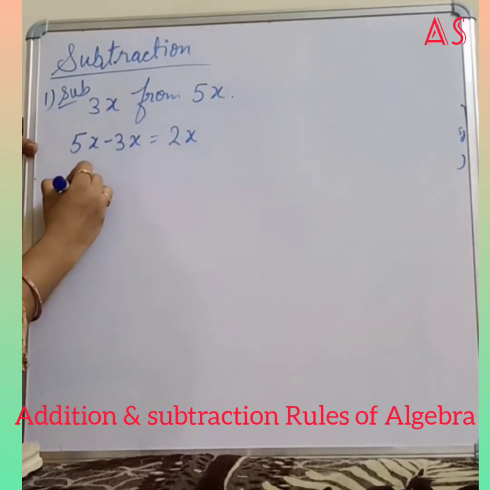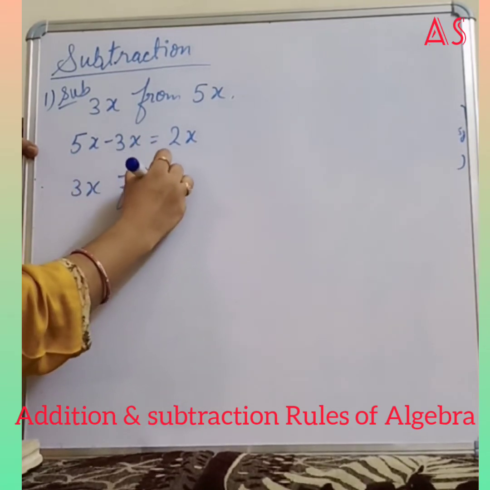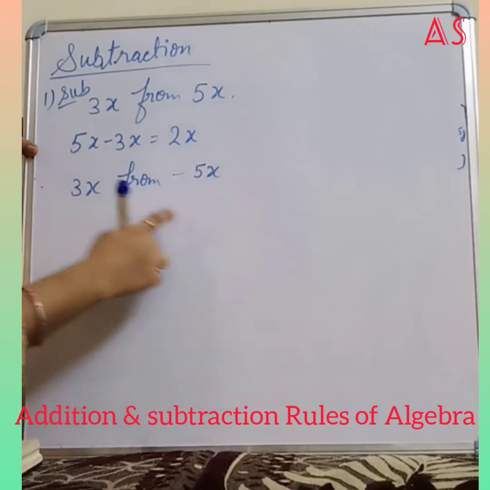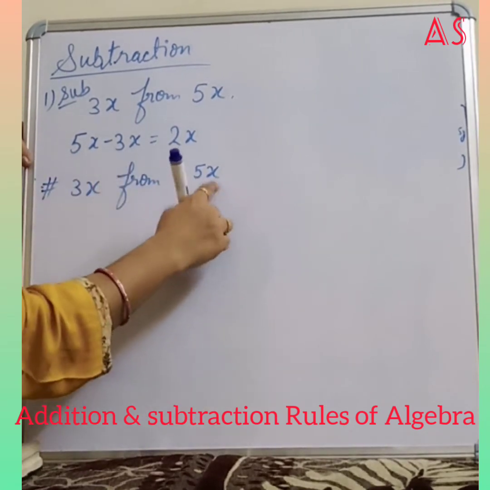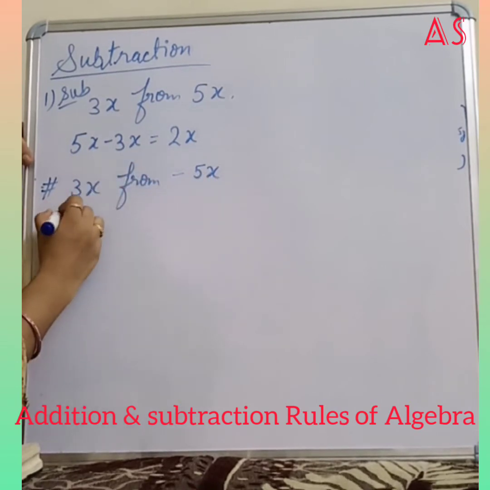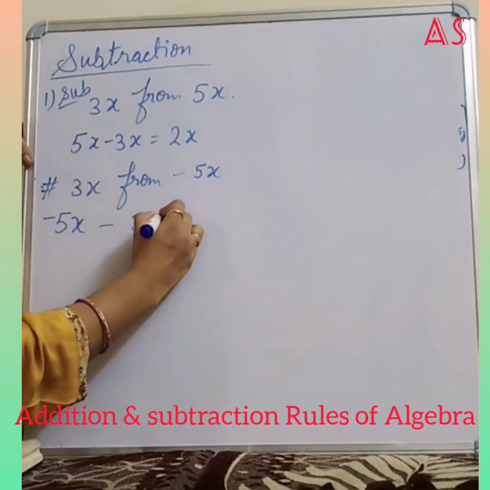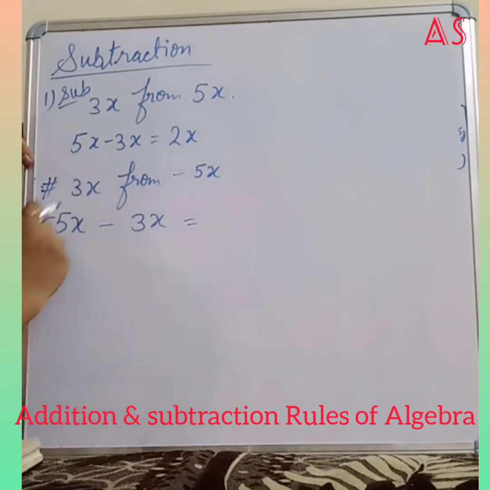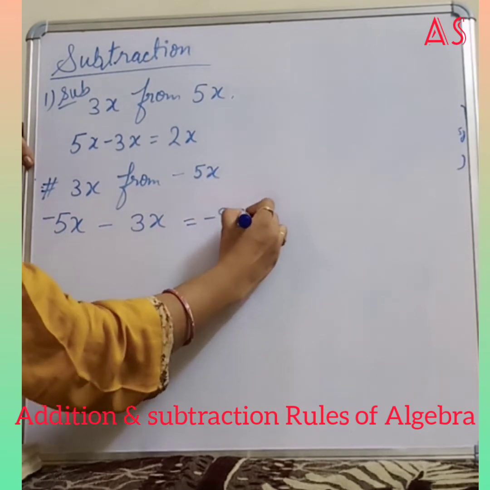Same question I am giving you: subtract 3x from minus 5x. You are always confused here. Firstly we write this minus 5x here. Then "from" means minus, and what we subtract is 3x. Now minus minus is plus, the bigger digit's sign is minus, so minus 8x.